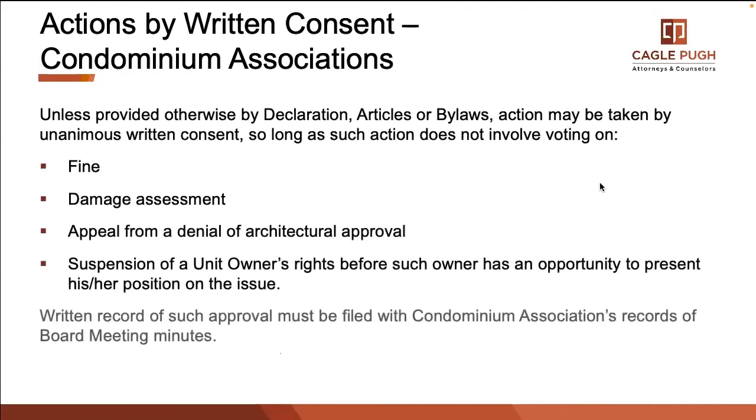This is the same thing as a unanimous vote that happens at a board meeting. In a condominium association, we've got some limits. Unless it's otherwise provided by your governing documents, you can take action by unanimous consent outside of a meeting unless you're voting on imposing a fine, a damage assessment, or an appeal from the denial of an architectural approval, or if you're suspending an owner's rights before they've had a hearing. A written record of the approval has to be filed in the association's records, just like meeting minutes. Meeting minutes are the record of all the formal action that an association has taken. If you take action by unanimous written consent, it goes in the same place.